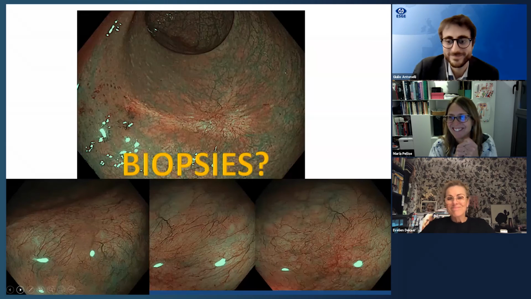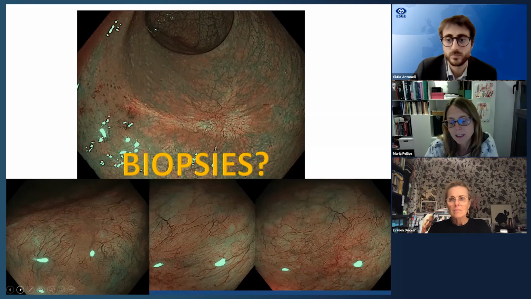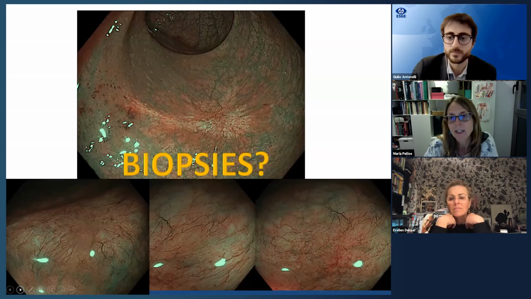So as Evelyn has said, and it is addressed in the advanced imaging guideline, now we have evidence from the ESGE study and other studies that if you do a very thorough inspection of the scar using narrow band imaging and near focus, if possible, and if you don't see anything at all, any doubt, then you don't need to take biopsies, because the sensitivity is very high and specificity. However, if there is any doubt, it's better to take biopsies.